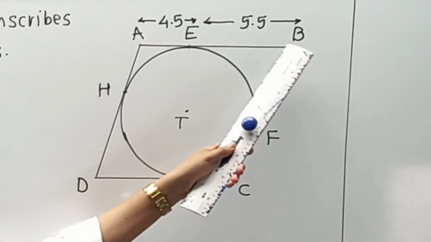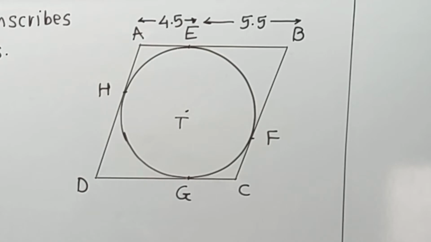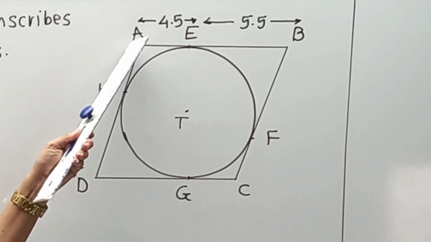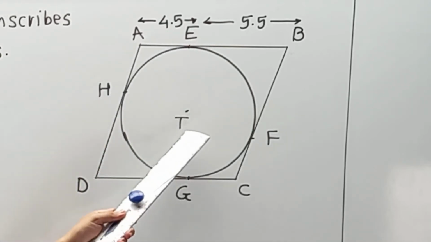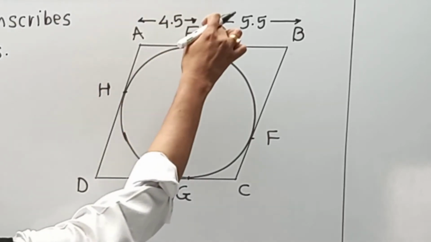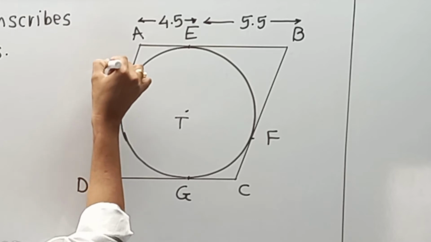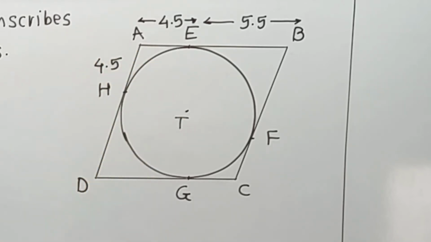Now remember, they have given ABCD as a parallelogram. In a parallelogram, opposite sides are parallel and opposite sides are congruent. This is the first step that we are supposed to use. Part number 2: here we have to use a property. If a point is outside a circle and two tangents are drawn from it to two different points of the circle, then those tangents are congruent. Here A is a point outside the circle, and we have drawn AE as a tangent and AH as a tangent to the circle having center T. Naturally, if AE is 4.5, AH also becomes 4.5.